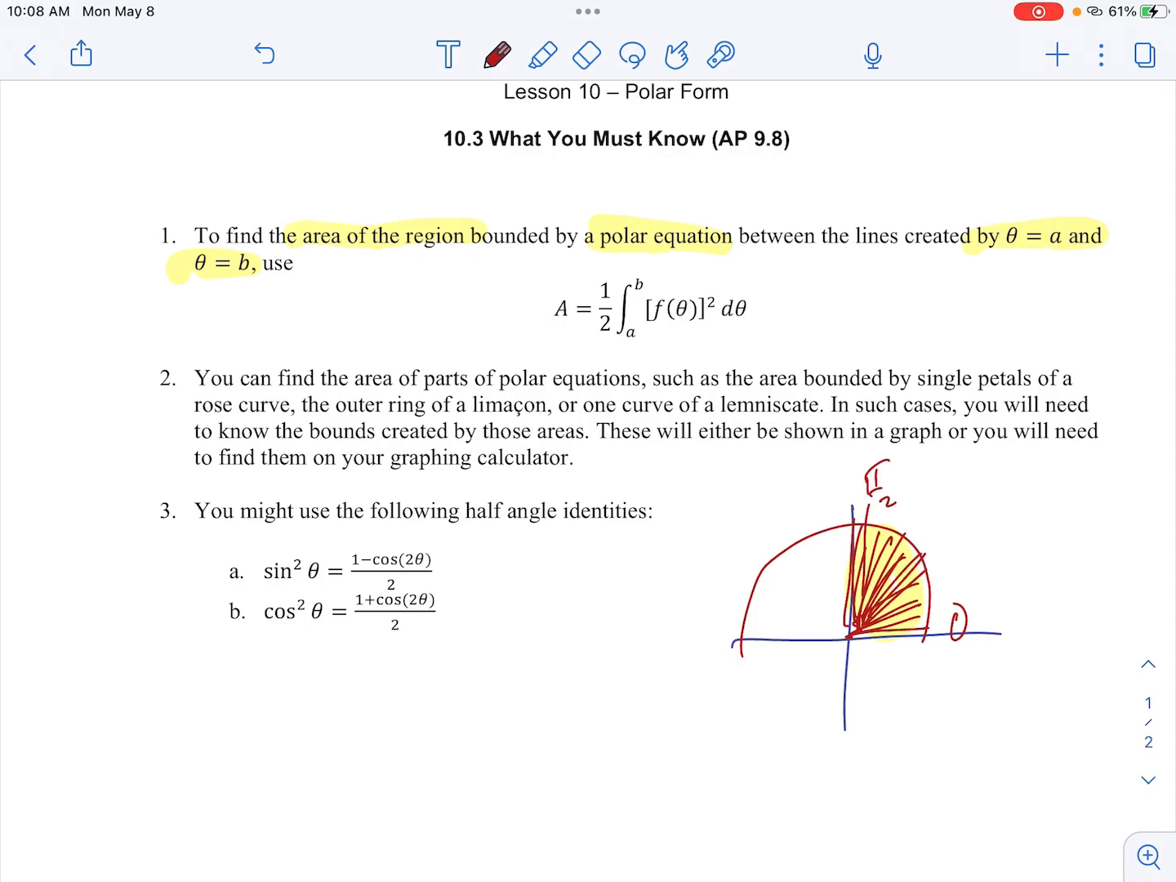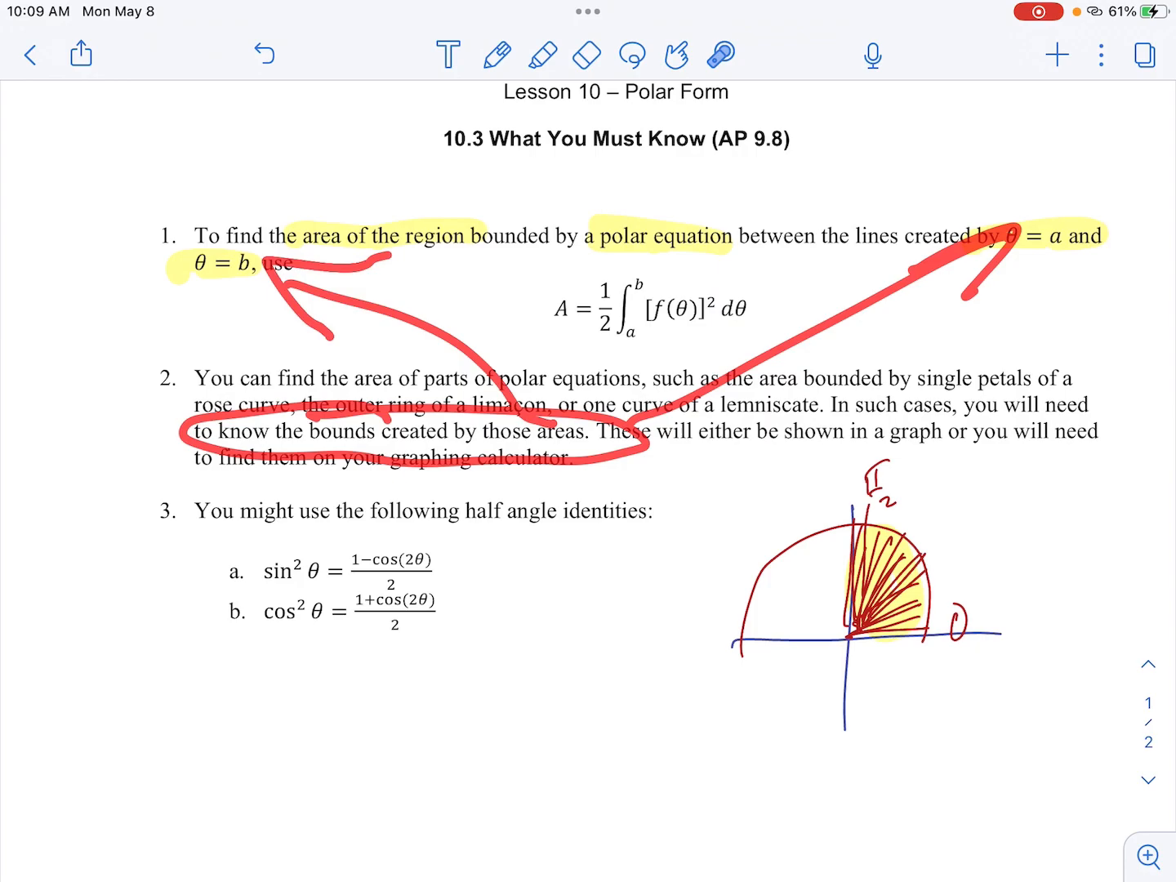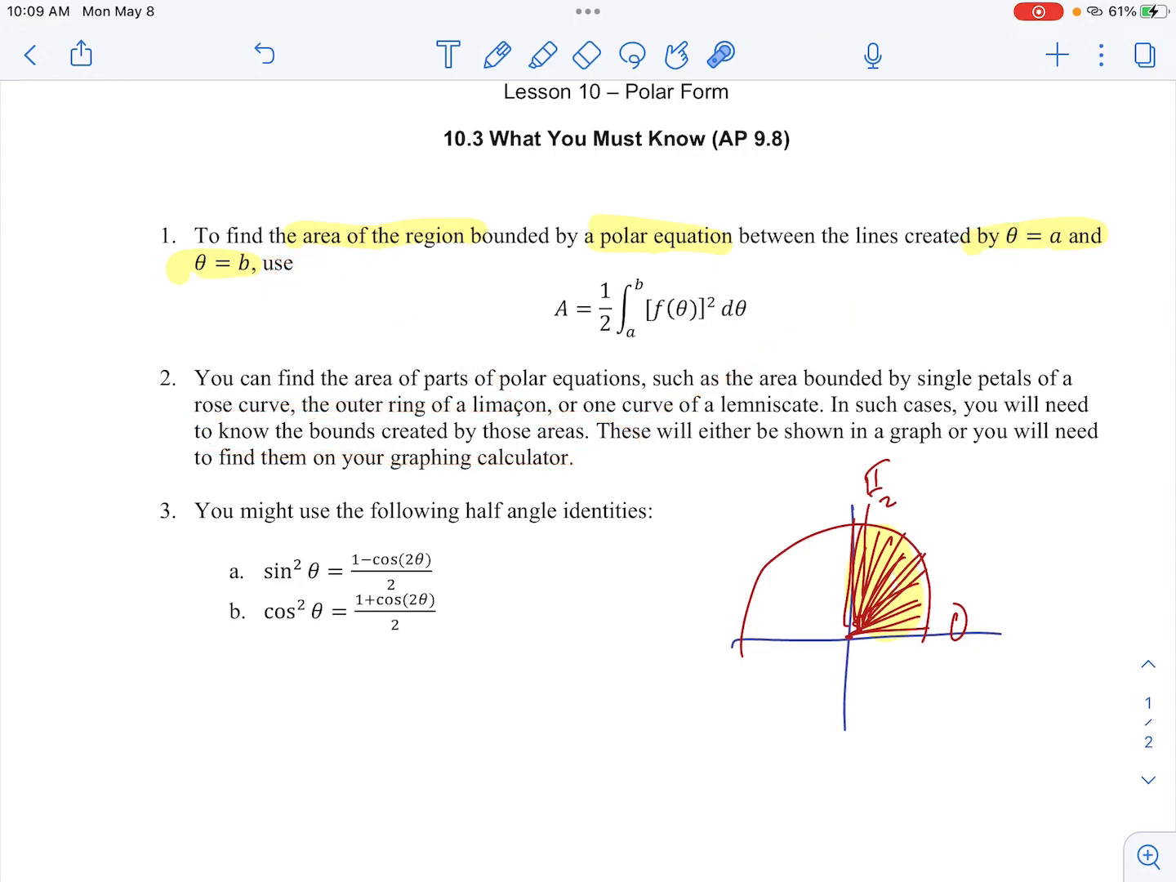Reading on, before we do an actual example, you might also be asked to find parts of polar equations that you might know, like a single petal of a rose curve, or they might say the outer ring of a limacon, or one curve of a lemniscate. Anytime it asks you to find something like that, you will need to figure out the bounds. So you'll need to figure out the lower bound and the upper bound, the thetas, the alpha and beta in this example. And those will either be given to you in the graph, or you're going to have to find those bounds with your graphing calculator and figure out where those parts start and stop.